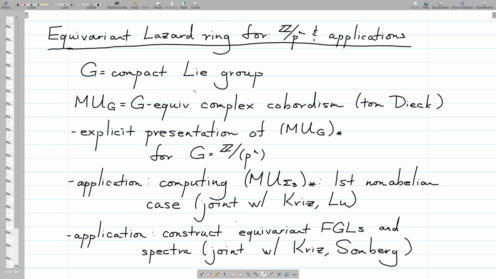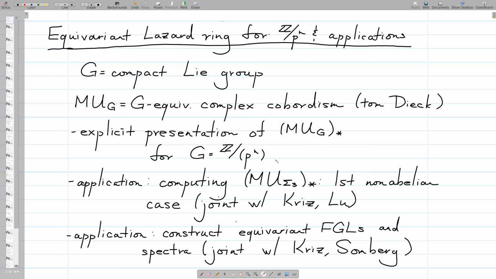Of course, the context in which we do equivariant stable homotopy theory is when G is a compact Lie group. But in this talk, what I would like to do is to give an explicit presentation, a calculation of this coefficient ring of MUG in the case when G is a cyclic group of order P to the N. And I want to mention two applications of this.